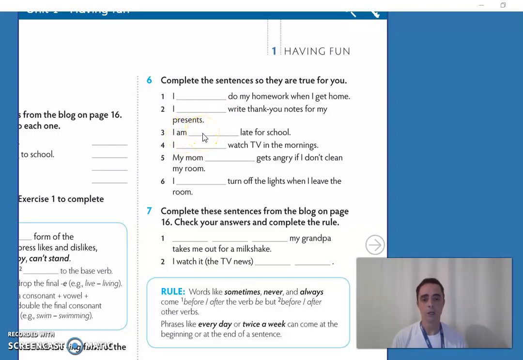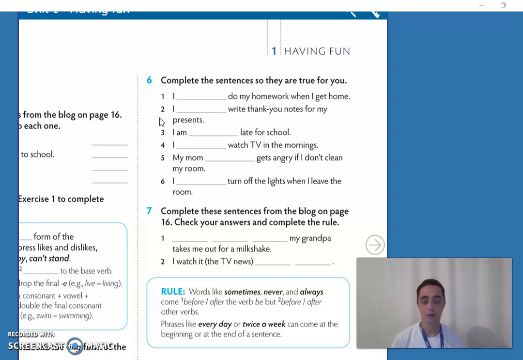So let's complete together. Number 1. Those are our personal answers, so don't worry, okay? You complete with the adverb of frequency that you want. So number 1. I sometimes do my homework when I get home. Number 2. Oh, this is bad for me. Number 2. I never write thank you notes for my presents.